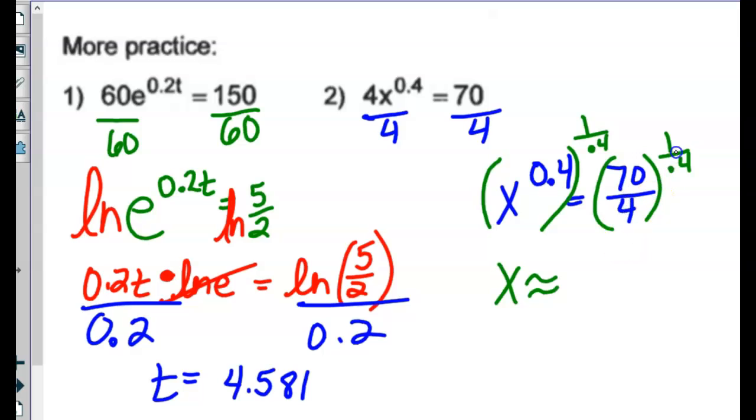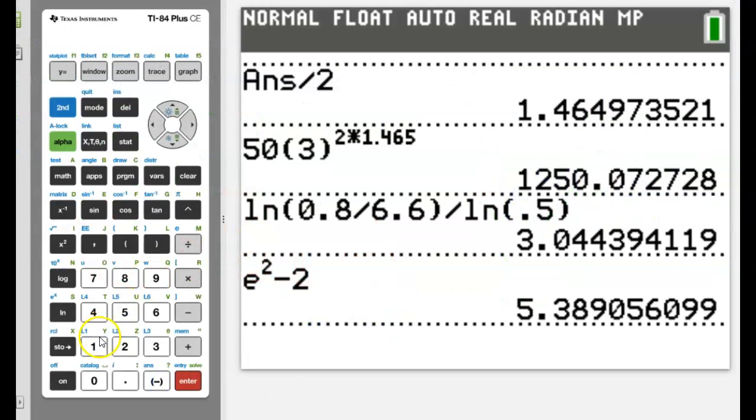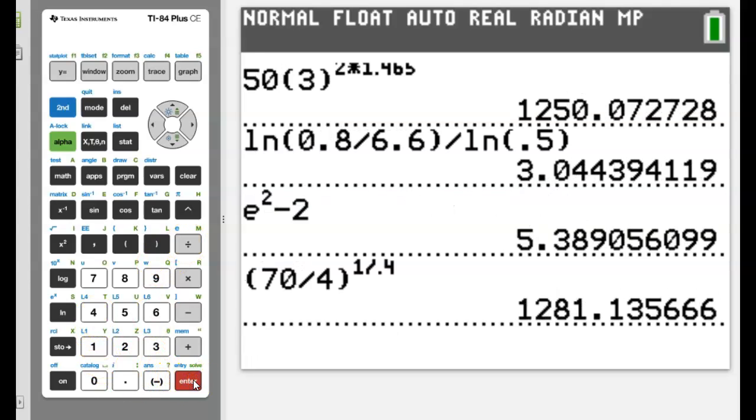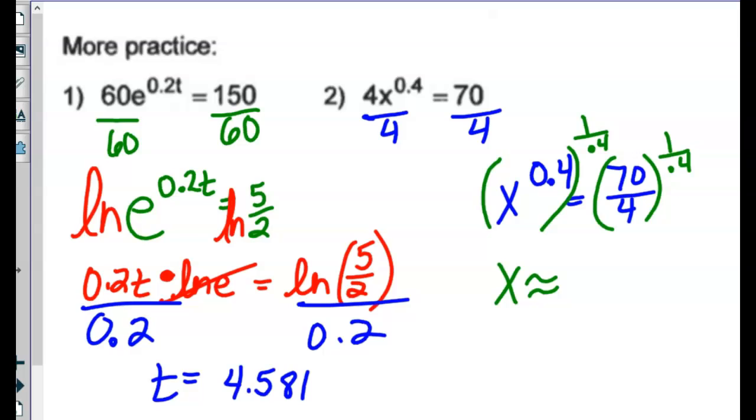70 divided by 4, all to the 1 over 0.4 power, because I was too lazy to even do any work along the way. Did I type that right? 1 over 0.4? Is that what you got, guys? 1281.136. Yep, I cannot remember that for long enough to write it down. 1281.136. I did. Okay.